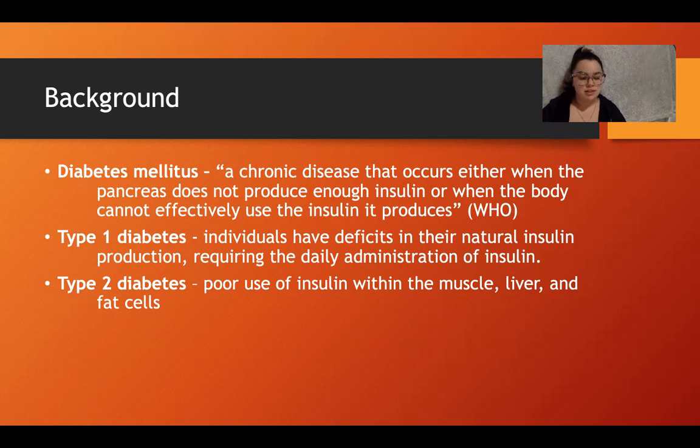Type 2 diabetes, which is also known as non-insulin dependent or adult onset, is the most common form of diabetes. There are several factors involved in the etiology, all of which lead to the poor use of insulin within muscle, liver, and fat cells. This results in the body's need for insulin in order for glucose to enter the cells. Because the pancreas cannot make sufficient insulin to keep up with added demand, the blood glucose levels rise.